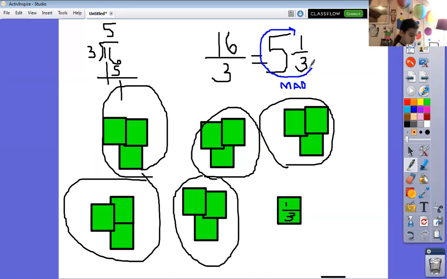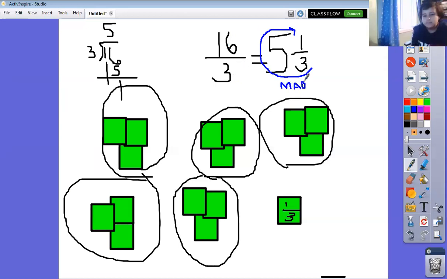Ready? 3 groups of 5. That means 3 times 5. What's 3 times 5, guys? 15 plus 1. Add the 1. What do you get? 16. Keep the denominator. What do you have? 3, right? Did it make you mad? No. But did you remember the trick?